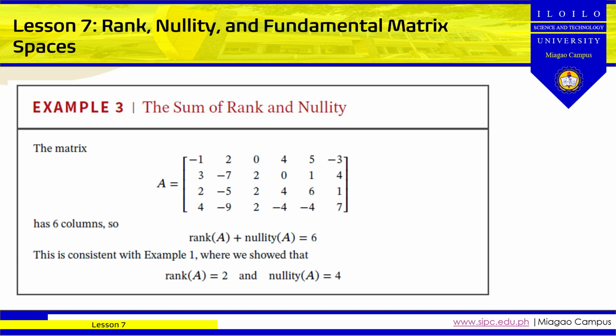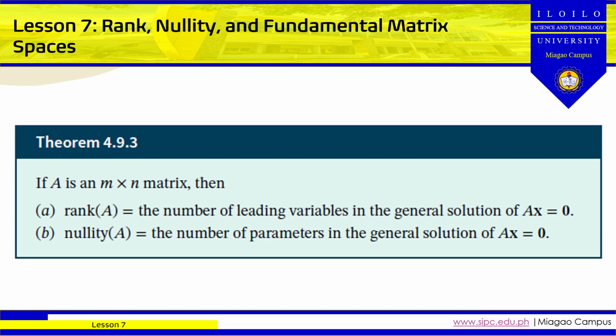This is consistent with example 1, where we showed that rank of A is equal to 2 and the nullity of A is equal to 4, wherein you add 2 and 4 to get 6. Theorem 4.9.3 states that if A is an m by n matrix, then (a) rank of A is equal to the number of leading variables in the general solution of AX = 0, and (b) nullity of A is the number of parameters in the general solution of AX = 0.